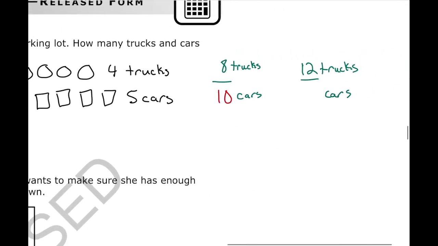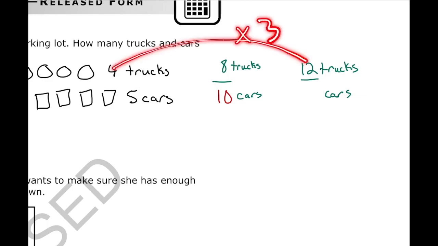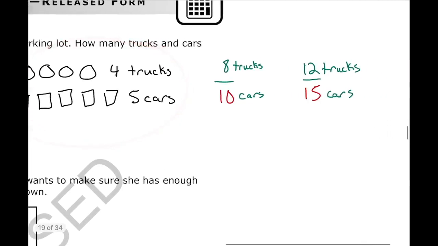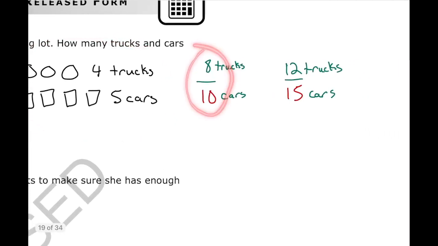Same thing if I had 12 trucks. To get from 4 to 12, we say times 3. So you ask yourself, what's 5 times 3? That gives us 15. So all we're doing here, even though it is a group, we're just generating an equivalent ratio. That's all we did here.